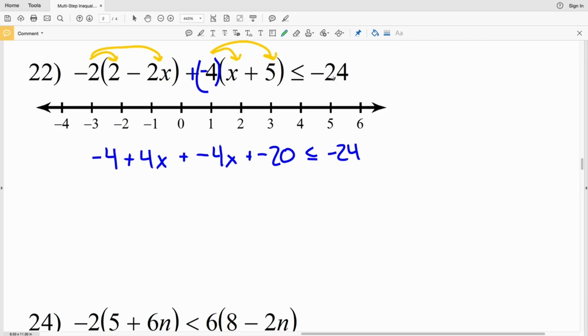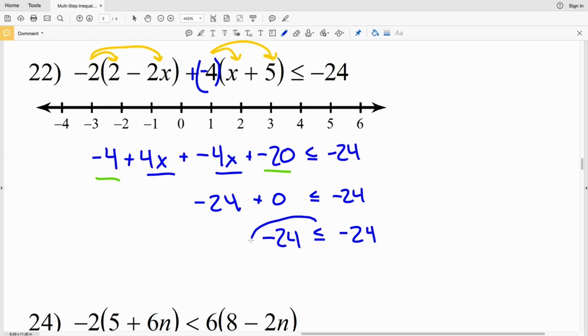Now we're going to combine like terms. We're going to combine the negative 4 and the negative 20, and we're also going to combine the 4x and the negative 4x. Negative 4 plus negative 20 is going to be negative 24. 4x plus a negative 4x is 0x, or 0, and that's going to be less than or equal to negative 24. Negative 24 plus 0 is negative 24, and that's going to be less than or equal to negative 24. And this inequality is true. Negative 24 is less than or equal to negative 24 because negative 24 does equal negative 24.